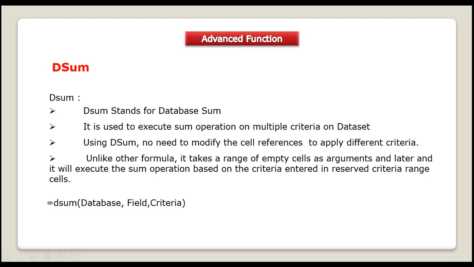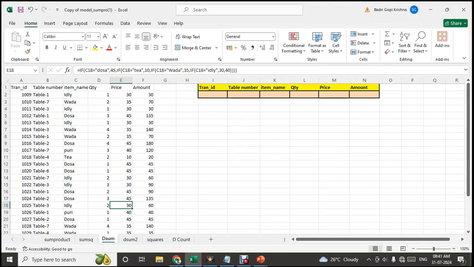The criteria is not provided directly in this function. So we have to provide a blank cell range where the user is meant to enter the required criteria, right? And the criteria is also column-wise. So however many columns are in the database, that many criteria we can enter in this function. This DSum function accepts a number of criteria equal to the number of columns in the database. Okay, so let us see how to do it. So this is about DSum.